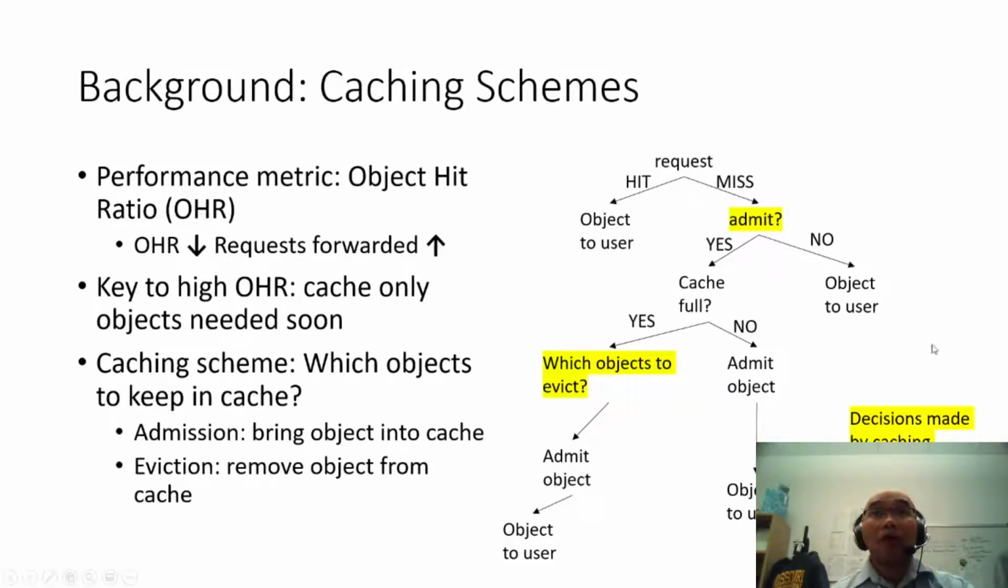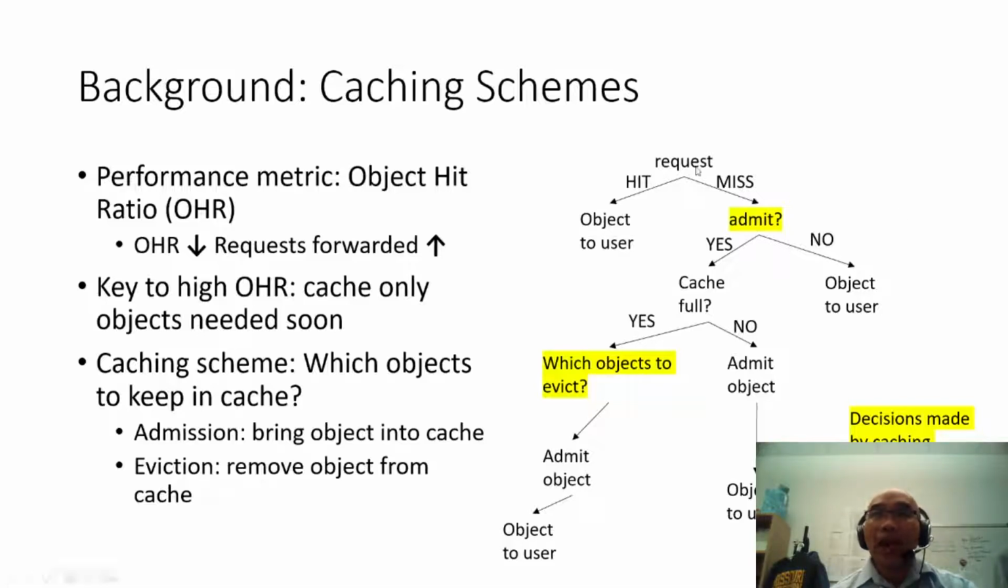The lower the object hit ratio is, the more requests have to be forwarded, and the less effective the content delivery network is. Now, a major factor of the object hit ratio is the caching scheme.